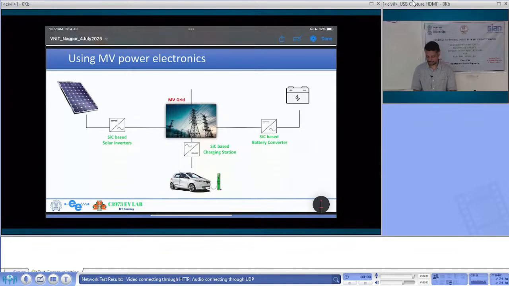So this is the basic thought process or basic idea why one should move towards doing more medium voltage power electronics. And now because we have tools to do so, because we have silicon carbide device which can switch faster, which can block higher voltage, it becomes a reality.